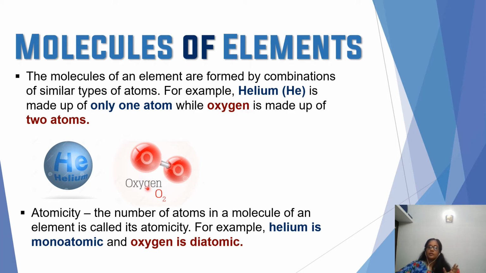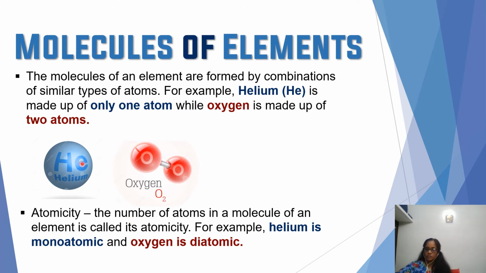Number of atoms in a molecule of an element. Number of atoms in a molecule of an element is called atomicity. So read or learn the definition of atomicity and understand what that thing is. Atomicity means the number of atoms in a molecule of an element.